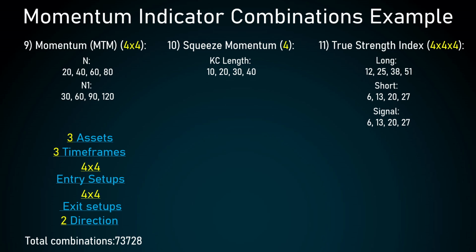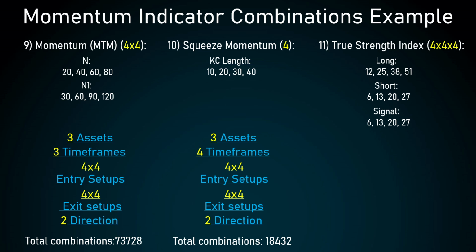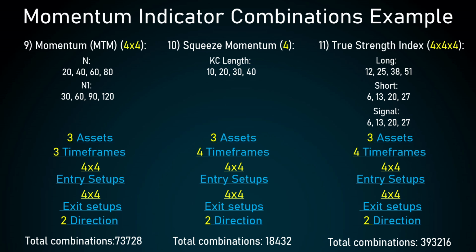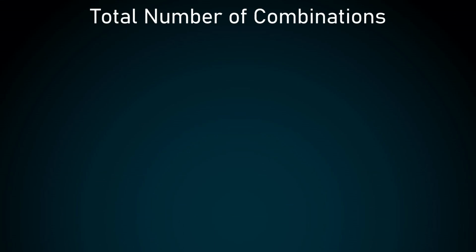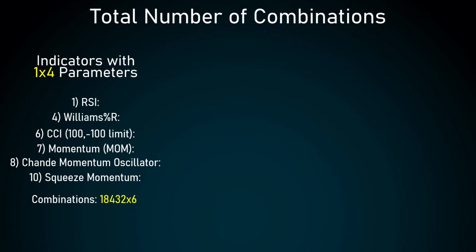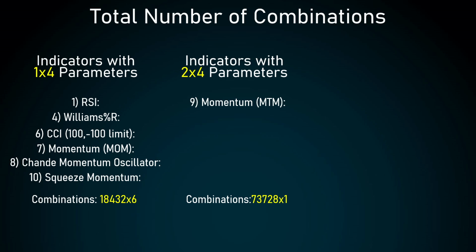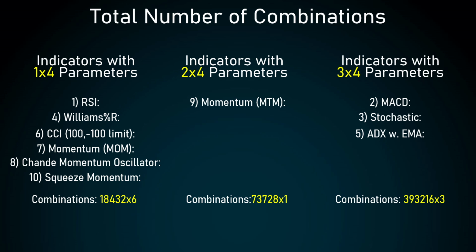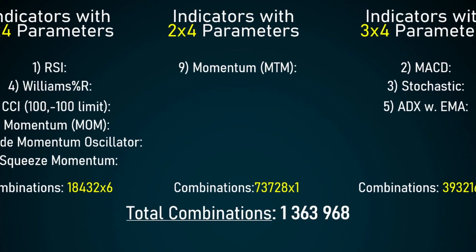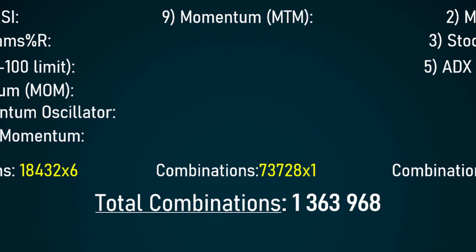73,728 possible combinations. With the squeeze momentum, which has 1 parameter, this number would be only 18,432. But with the true strength index that has 3 parameters, this number would be almost 400,000. In total, we have 6 momentum indicators with 1 parameter, 1 momentum indicator with 2 parameters, and 3 indicators with 3 parameters. So to backtest all the possible combinations, I would need to do 1,393,968 backtests. This would take weeks or even months to complete.